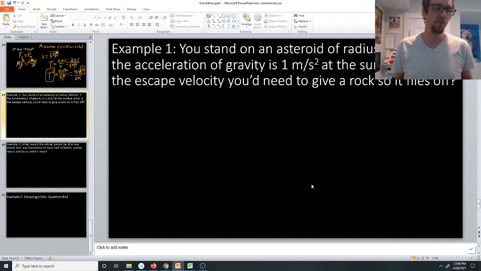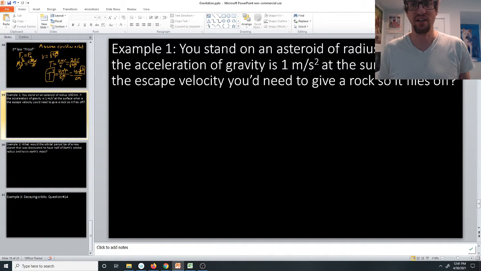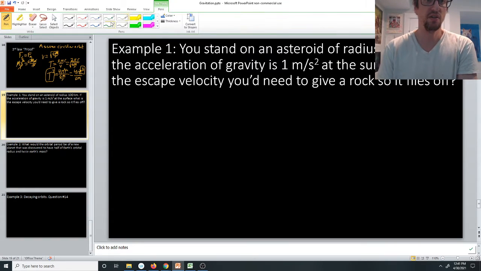So it's kind of interesting here. Part of the reason I chose this problem is because you think about a radius of 100 kilometers as being huge, right? This is a huge asteroid, and it still has a fairly low acceleration of gravity, and we'll see what the escape velocity is for it. So acceleration of gravity being 1 meter per second squared gives us a hint.